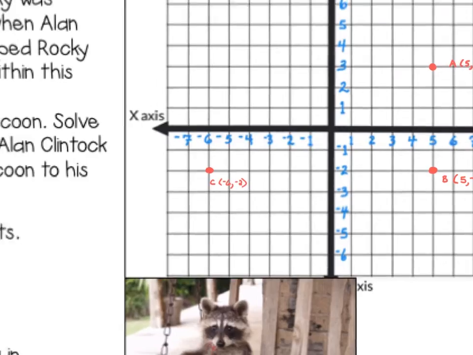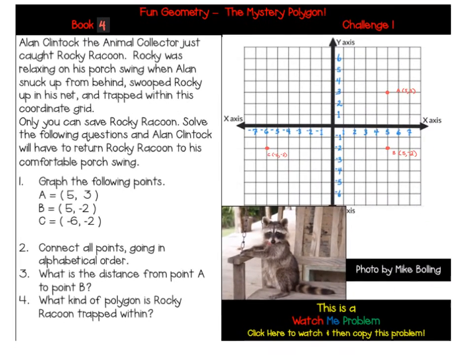And once again, I'm going to enlarge this so I can do my letter C, and it is negative 6, negative 2, and bam, there we have it, my friends. And right there, as you see, we are done now with graphing the points. We've got A, B, and C. Bam, perfect. Now for number 2, all we have to do is connect all the points going in alphabetical order.